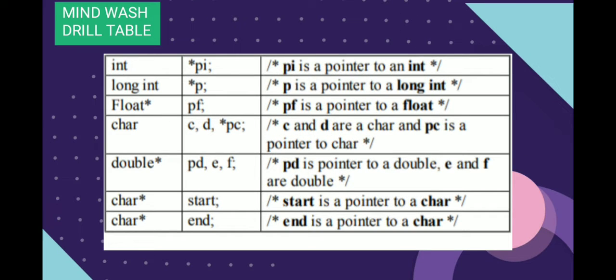So here is another mindwash drill table. This one is more detailed. It shows the ways of declaring pointers and what their structure is. So look at int, then the star sign, then pi. It is explained in this table that pi is a pointer to an int. Then and so on and so forth, down to the char type.